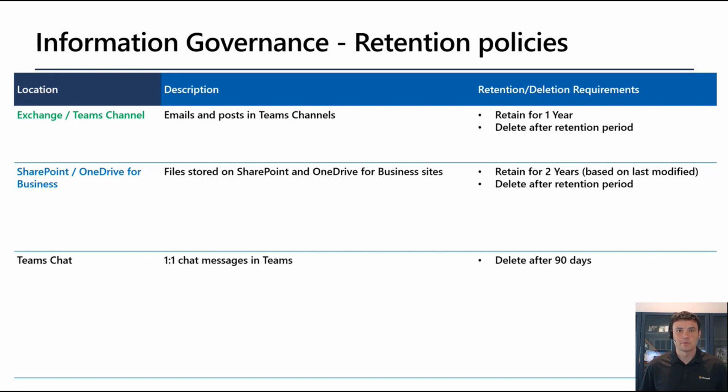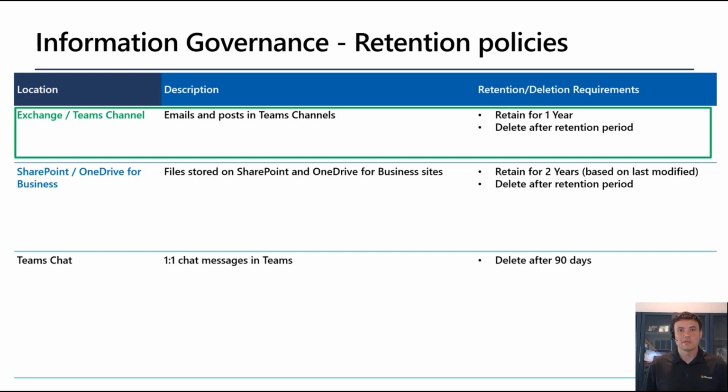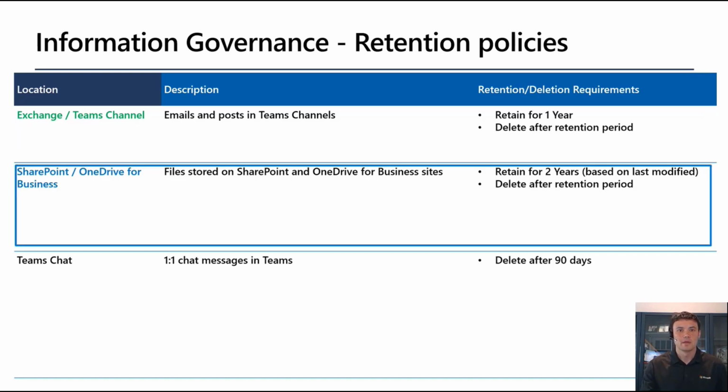So along those lines, we're going to have Microsoft 365 retention policies that apply to our core workloads: Exchange, SharePoint, OneDrive, and Teams. Now, we plan to retain Exchange and Teams channel content for 1 year, then dispose of it. That'll allow a good balance between keeping enough information as to not hinder productivity while keeping long-term risk low.